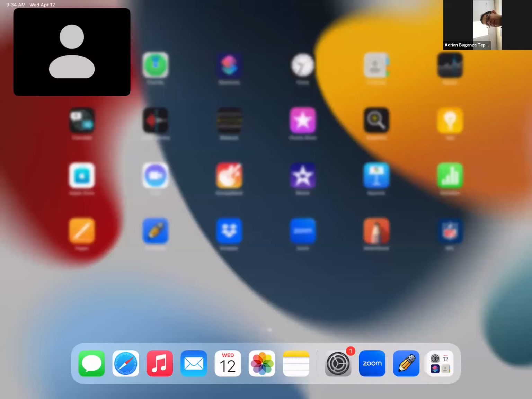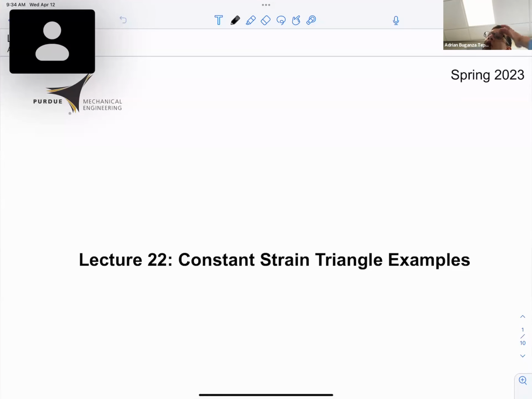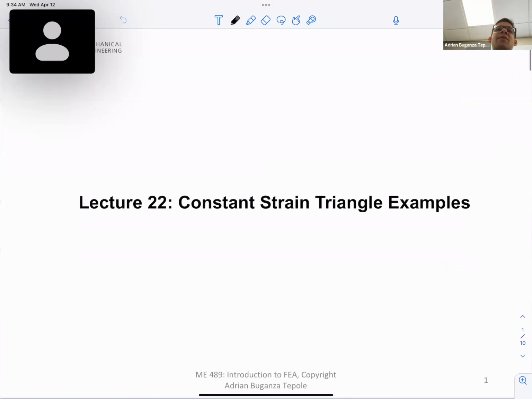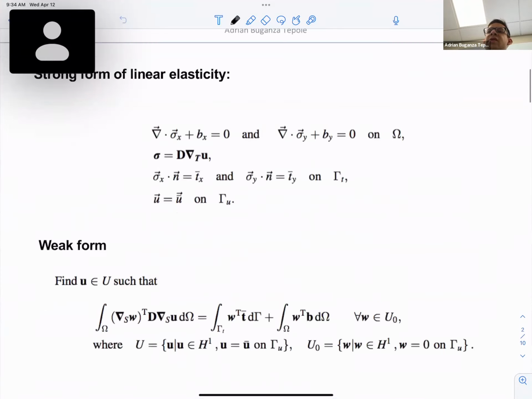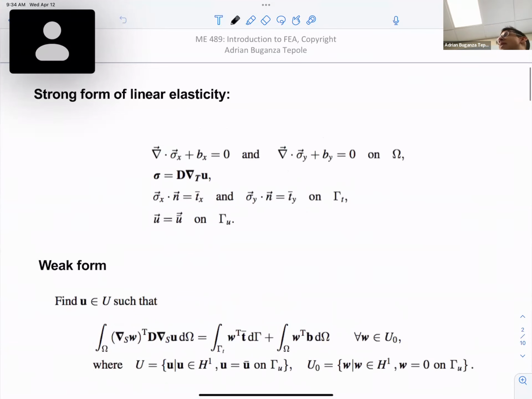Today's class. I'm just gonna review a little bit of what I was talking about on Monday, and then we'll do one or two constant strain triangle examples. Just a reminder of what we are doing for the last part of the course.